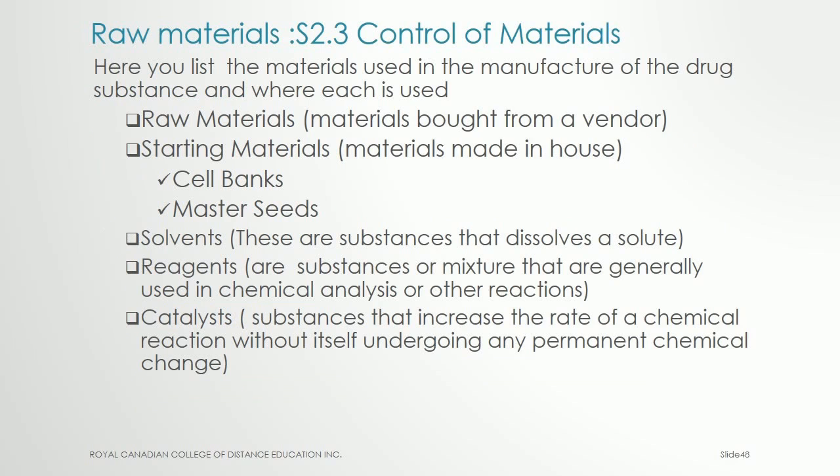Raw materials. Control of materials. Here you list the materials used in the manufacture of the drug substance and where each is used. Raw materials: materials bought from a vendor. Starting materials: materials made in-house. Cell banks. Master seeds. Solvents: these are substances that dissolve or solutes. Reagents are substances or mixtures that are generally used in chemical analysis or other reactions. Catalysts: substances that increase the rate of a chemical reaction without itself undergoing any permanent chemical change.